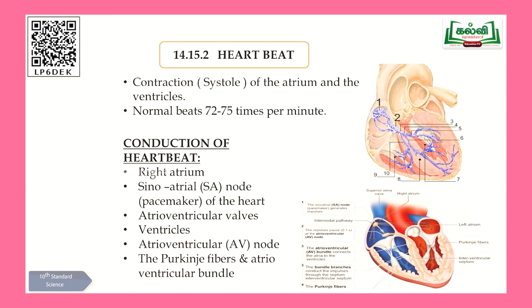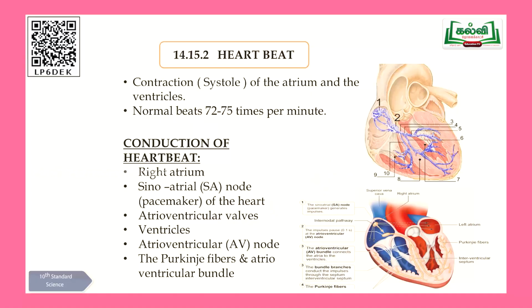In our normal human body, the normal beat should be 75 times per minute. If it is excess, then you are undergoing some problem in the heart, and you will have to consult a doctor. And even if it is lesser, that will also lead to problems. Again we should go to the doctor for treatment. So, this is a normal heartbeat.